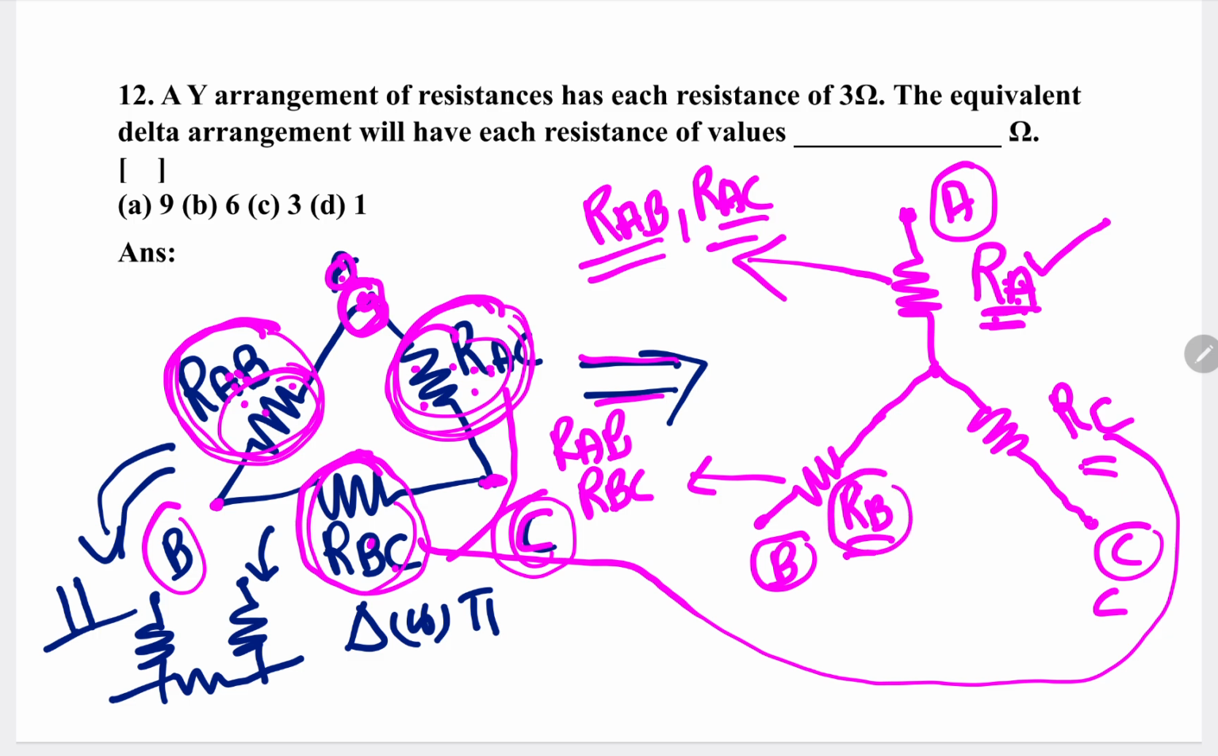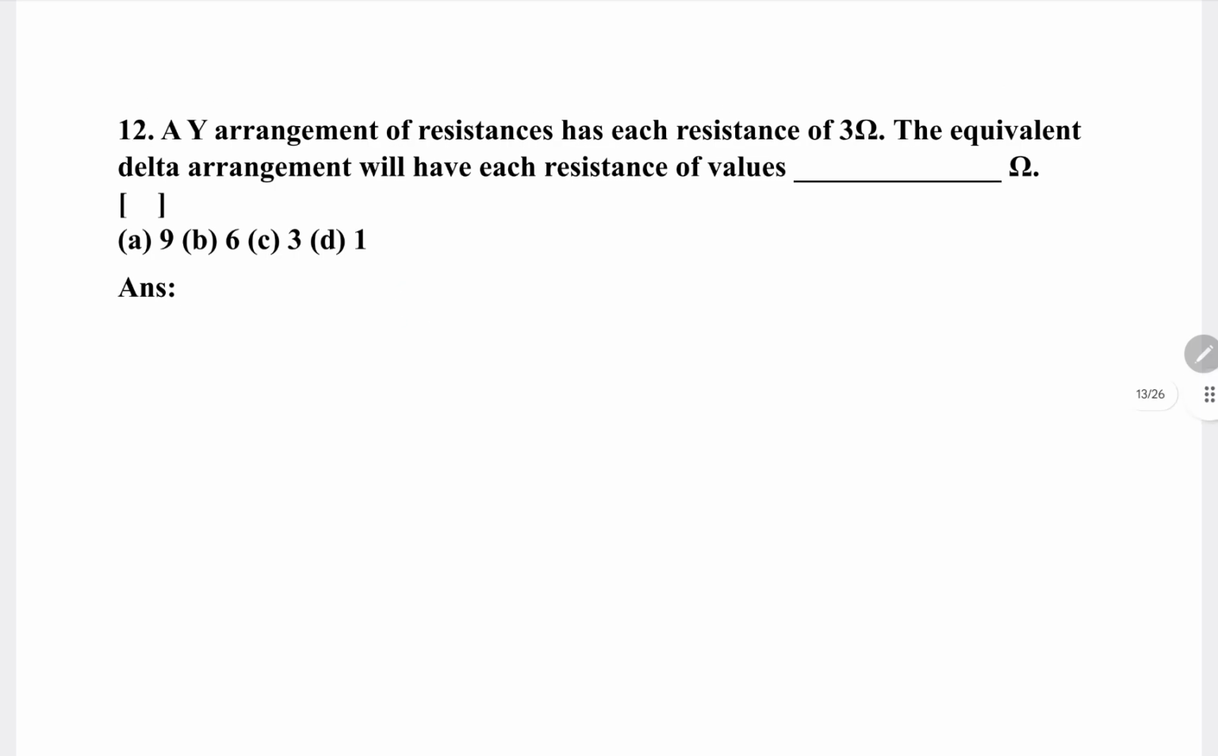And RB, this value is equal to, this came due to these two resistors. RB is equal to RAB into RBC by RAB plus RBC plus RAC. And this RC came due to RAC and RBC. Therefore, this RC is equal to RAC into RBC by whole divided by RAC plus RBC plus RAB. So, once I write the formula, then you will understand very clearly. See, this is the delta network, RAB, which is connected between A and B.